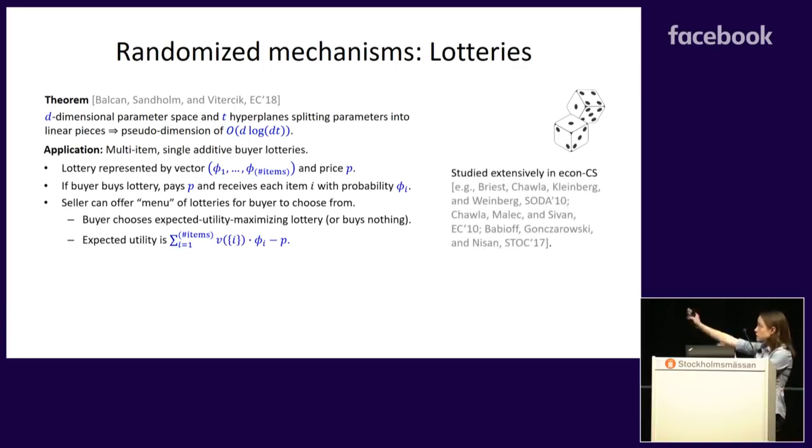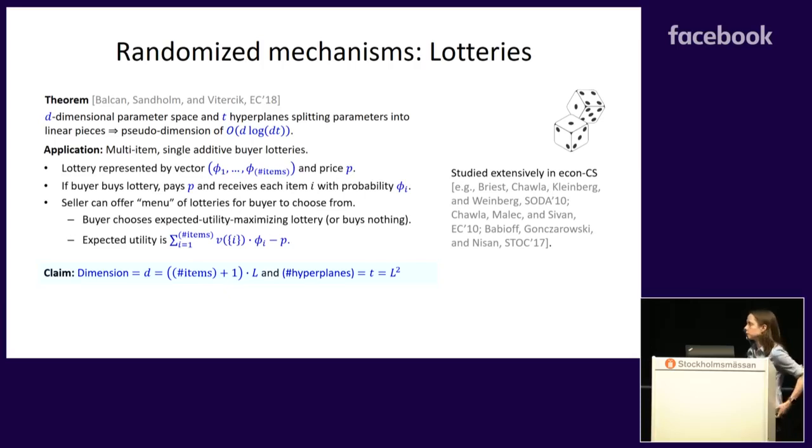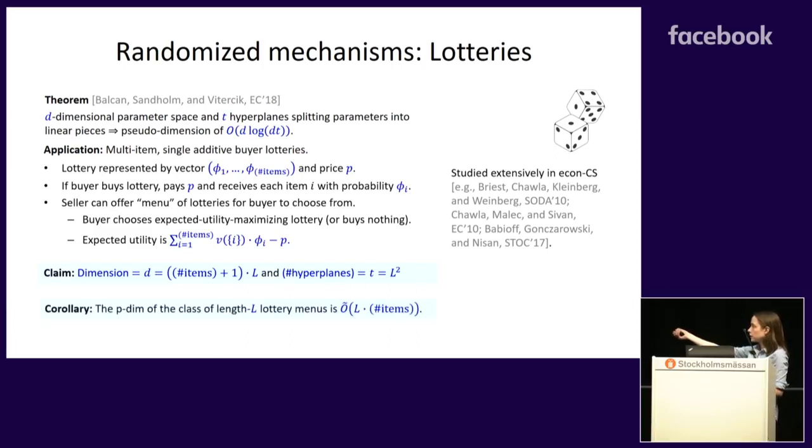So lotteries have also been studied very extensively in econ CS. And what we prove, and I won't really go through this, it follows the same intuition as the previous slide, is that the dimension of this space is number of items plus 1 times the length of the menu. So if you're offering capital L lotteries to the buyer, that's the dimension of this space, and the number of hyperplanes is the number of lotteries squared. And so a corollary of our general theorem is that the pseudo-dimension of this class of length L lotteries is basically the number of lotteries times the number of items.